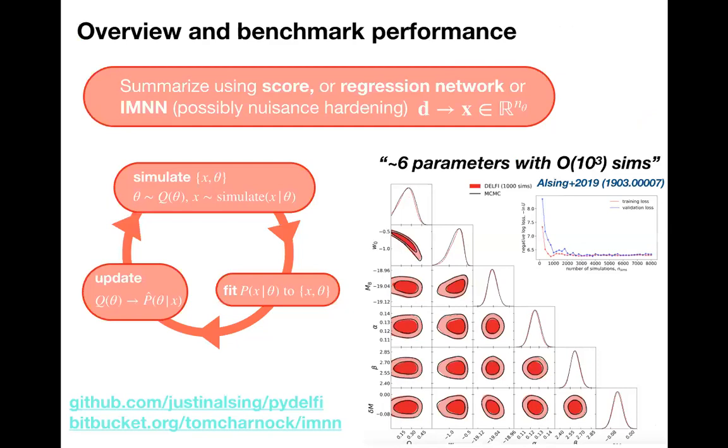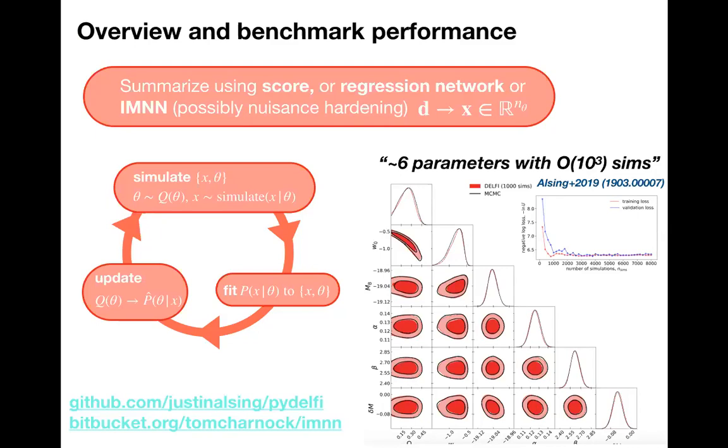So that's a cosmologist's view on how we do likelihood free inference in our community. Just to summarize, to get summaries, we either use the score if we have an approximate likelihood, or we use regression networks or these IMNNs, possibly nuisance hardening. And to do the likelihood free inference step, we do conditional density estimation with adaptive proposal densities.